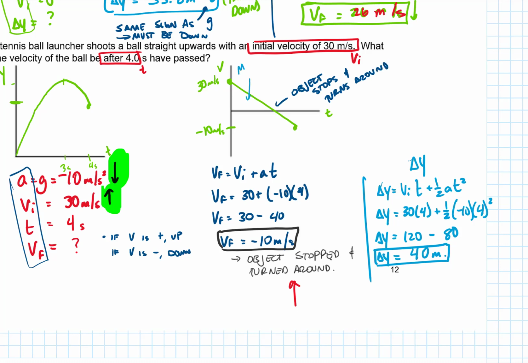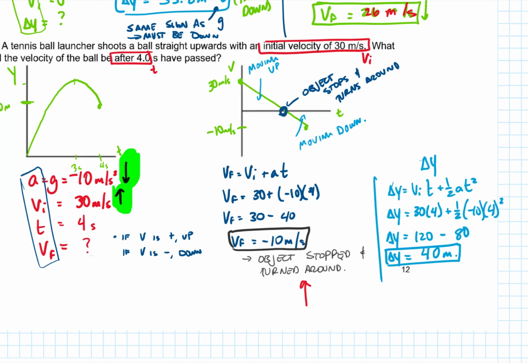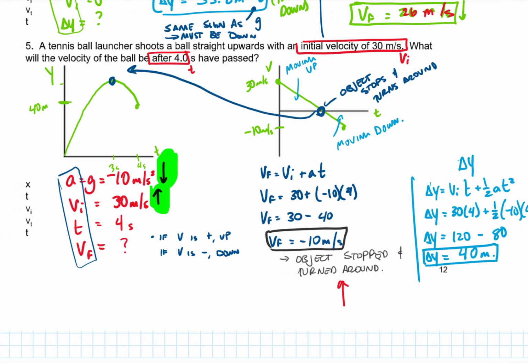The first part of the motion, we're moving forward and slowing down, moving up and slowing down. The second part, we're moving down and speeding up. But that's the place where we stop. If we look at that on the position graph, right there at the very top is where we stop, which stops at that max height. And there we go.